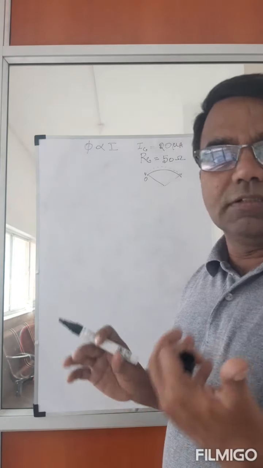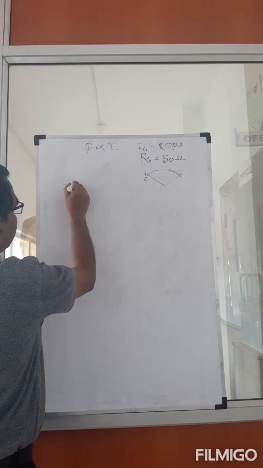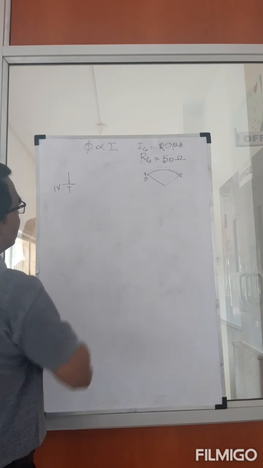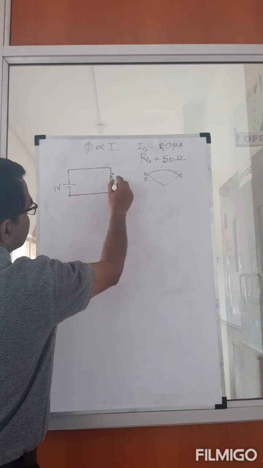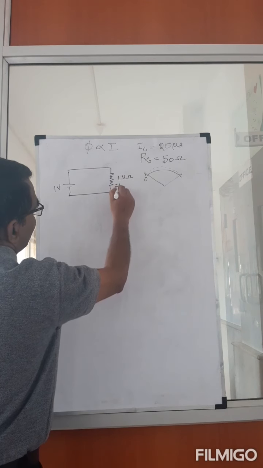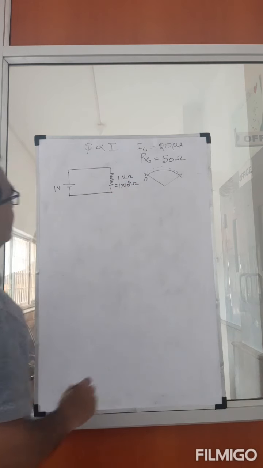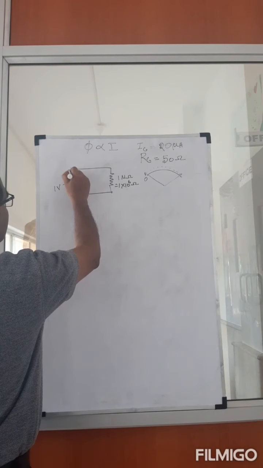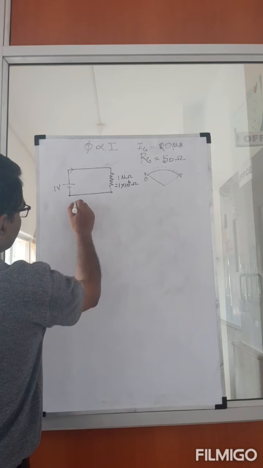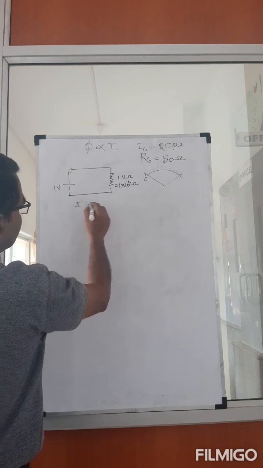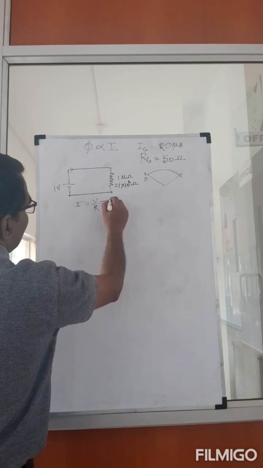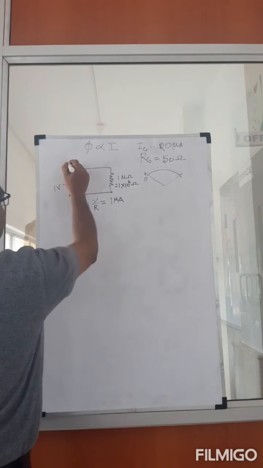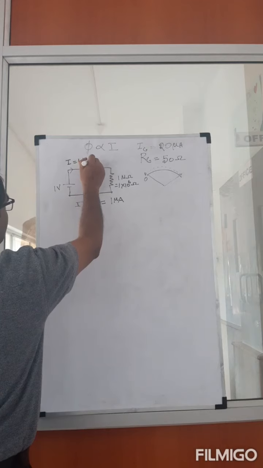Now let's see if we can use it in a circuit. Let's suppose I have a 1 volt battery, and let's suppose that it's connected to a resistance of, say, 1 mega ohm, or 1 into 10 to the power 6 ohms. I can calculate the current through it. So the current I through the circuit is going to be V by R, and that should give me 1 microampere. So my I now is 1 microampere.